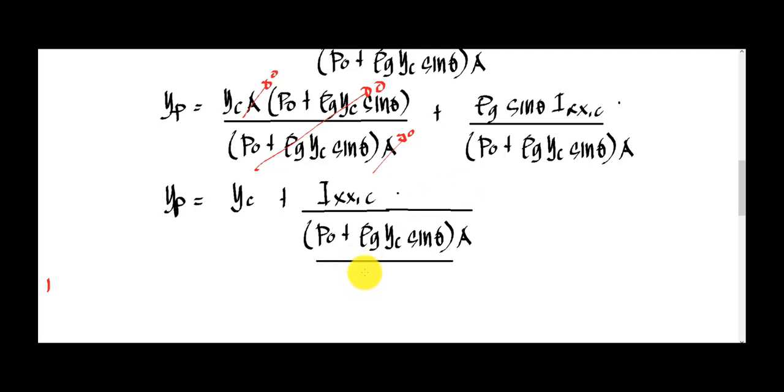So I can write it like this. We have your density here, gravity, you have your sine of theta. Okay. So they are the same. It is a reciprocal value from this one going down here.